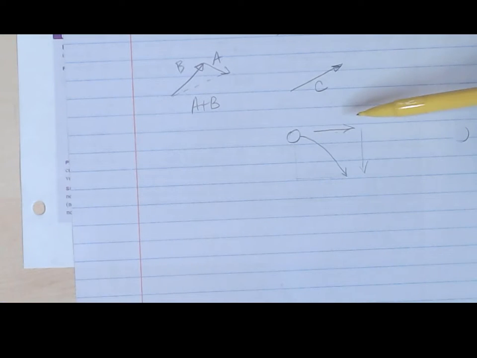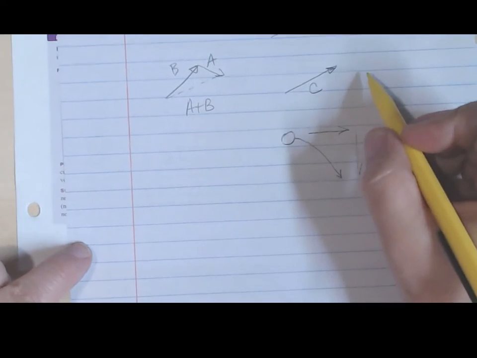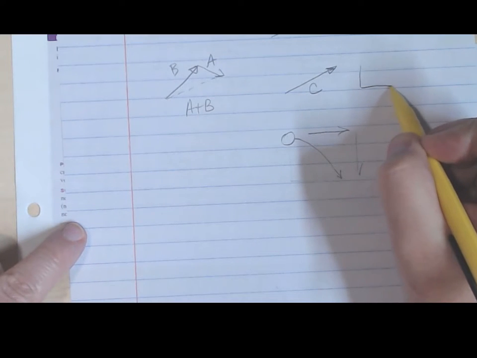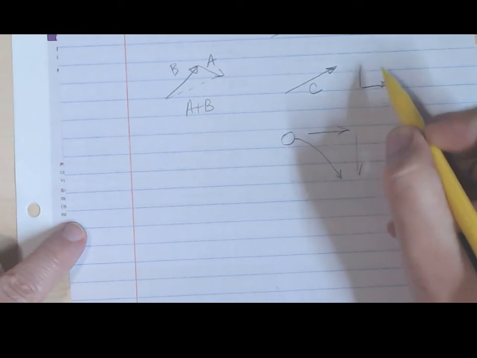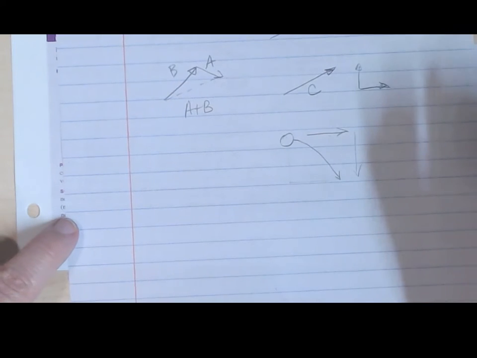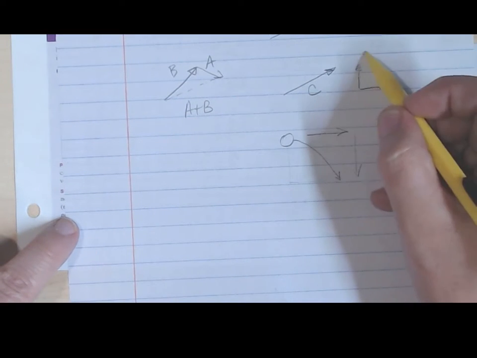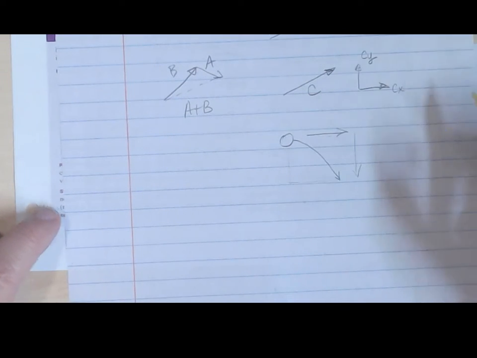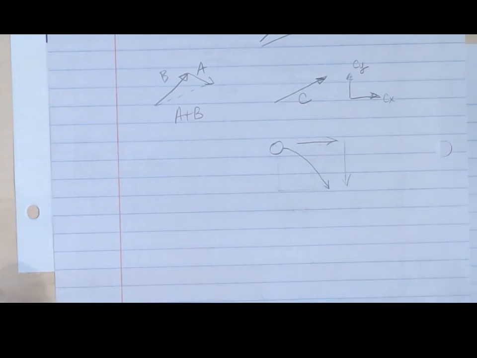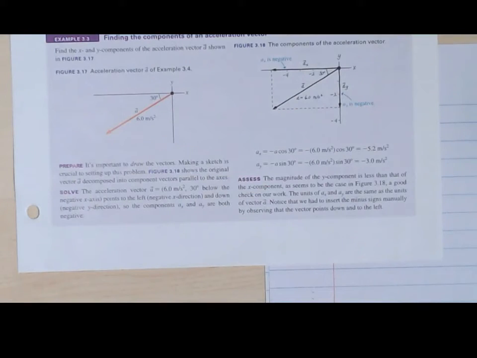So for now, you're just learning how to do the math. We're going to take a vector like this that's at some angle and break it into two. In this case, it just so happens we're going to break it into a vertical and a horizontal component simply because that's going to make our math a whole lot easier. So that's what we're doing here. That's what they're talking about in this tactics box.